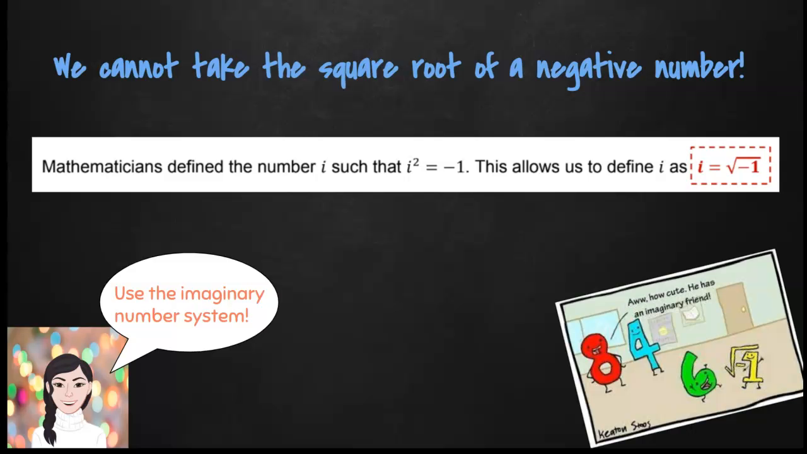Now, we can't take the square root of a negative number, and mathematicians define i as i squared is equal to negative 1. So we can use the fact that i is equal to the square root of negative 1 when we want to go ahead and take the square roots of a negative number. So we have to use the imaginary number system.